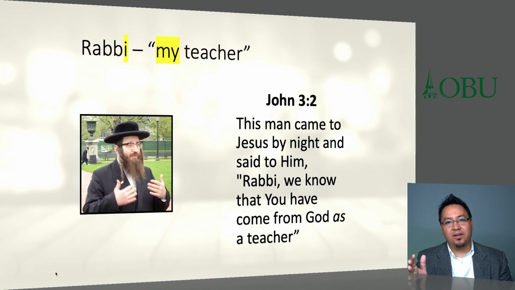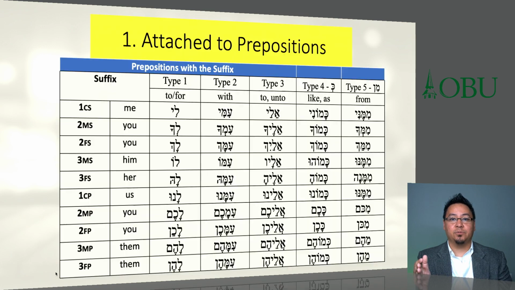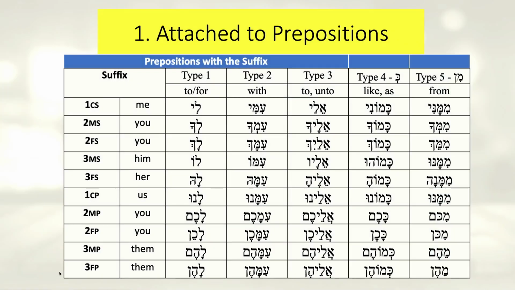The backside letters that we discussed in the Hezekiah principle can not only be added to verbs, they can be added to prepositions. So check this out. We have here on our chart the preposition lamed, which is to. We have the preposition im, which is with. We have the preposition el, which is to or unto. We have the preposition with the kaf, or the ke, which tells us like or as. We have the preposition min, which is from, okay?